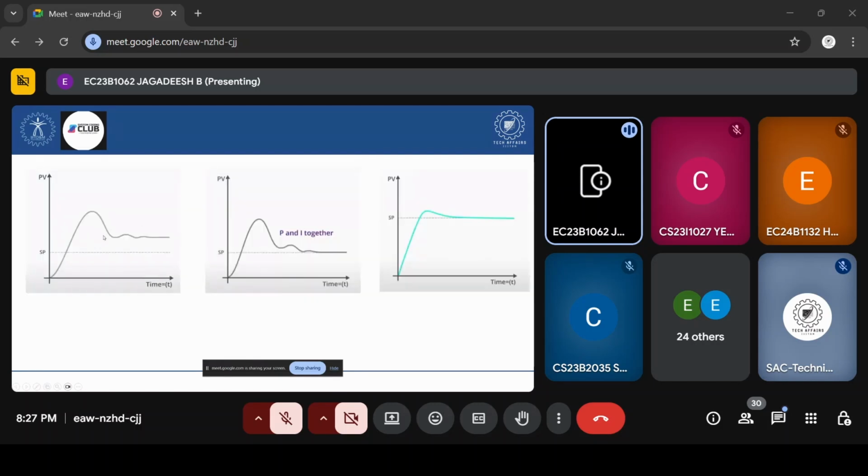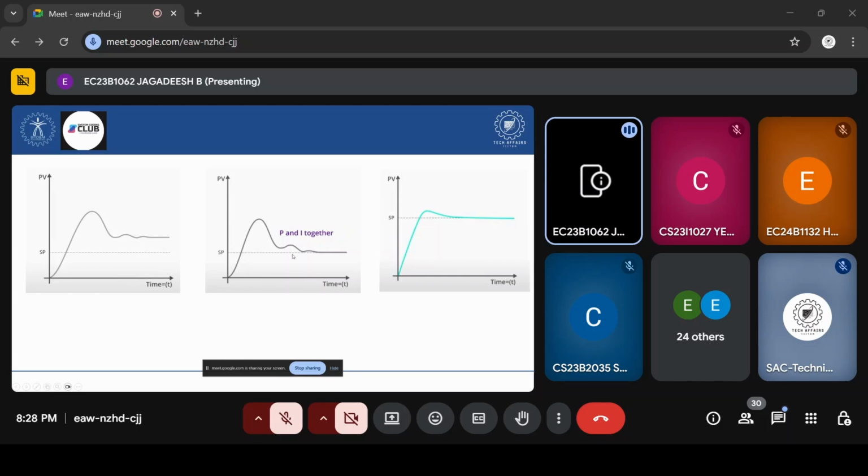But in that case, what will happen is, consider it is away from the line, SP as the line. It is away from the line. Now it is going, it is overshooting. Then it will again try to come back. As the error is decreasing, the proportional value will also decrease. So it will have some steady state error. We can't accurately get the desired value.